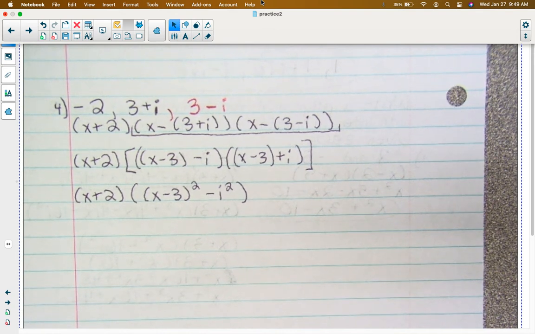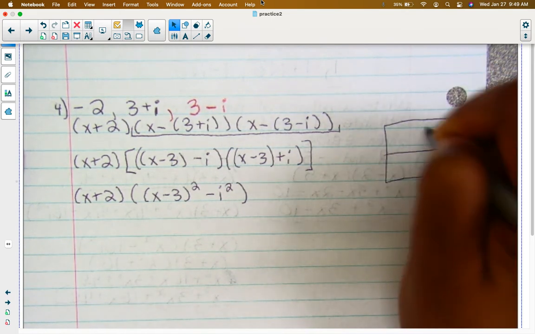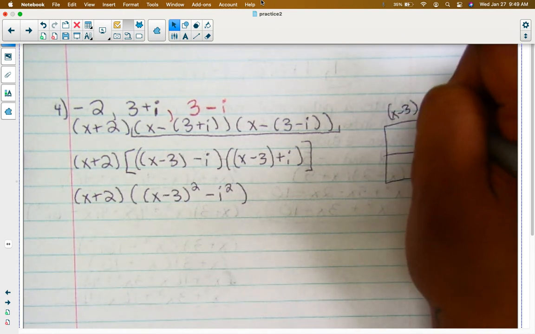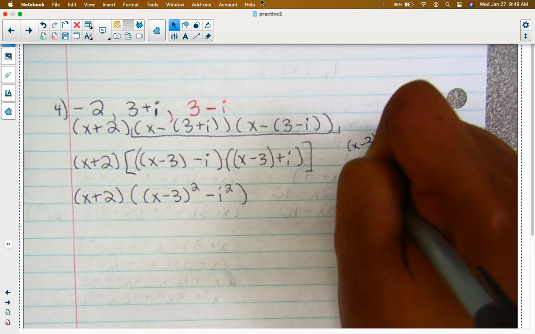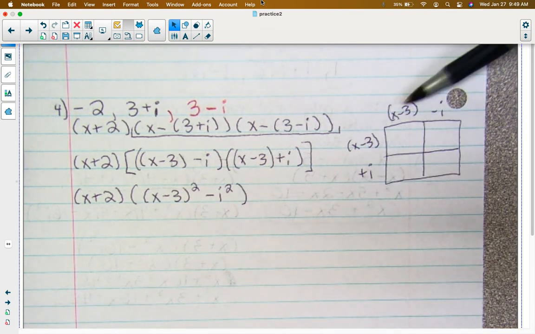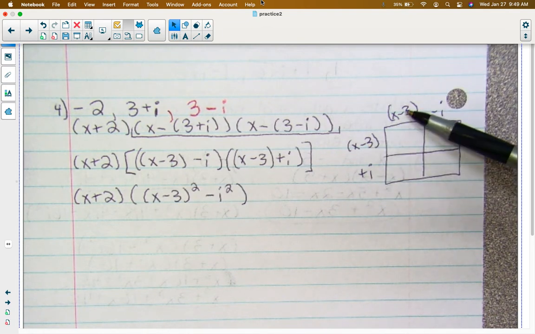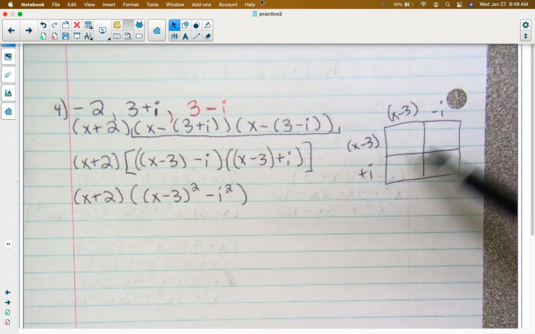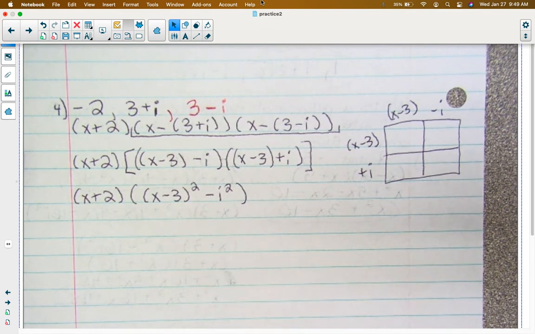So it looks complicated, but I'm still doing the distributive property, still the box method. You don't have to write this down, but for those of you doing the box method, I'm doing x minus 3 minus i times x minus 3 plus i. So x minus 3 times x minus 3 gives me x minus 3 squared. These two boxes are going to cancel out, and i times negative i gives me i squared. Now let's keep right on working.